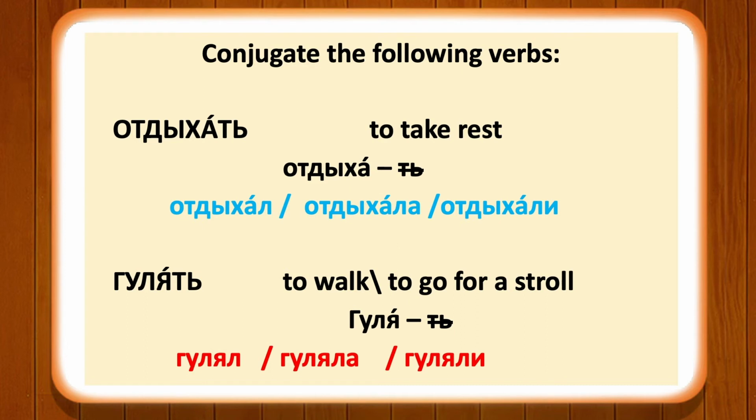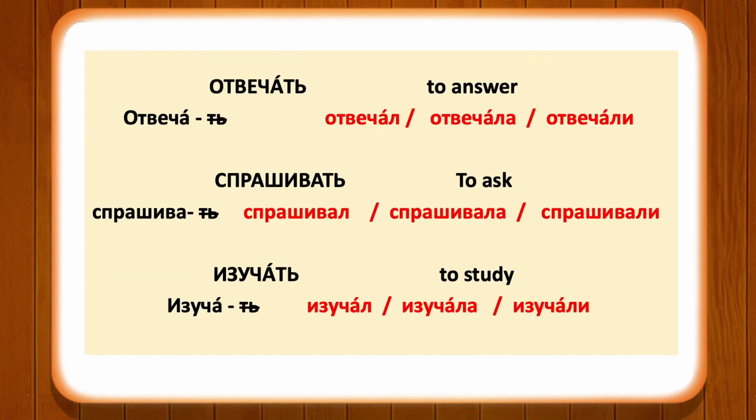Atvichaj. Atvichaj means to answer. The stem would be atvicha. To this stem you add the ending and make the past tense forms. Atvichal, atvichala, atvichali. So ya ti on atvichal, ya ti ana atvichala, mi, vi, ani atvichali. Let us take another verb.